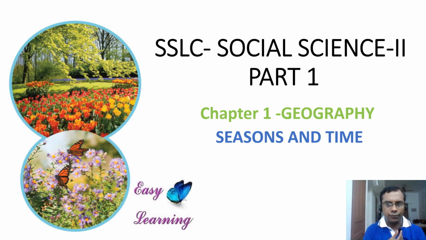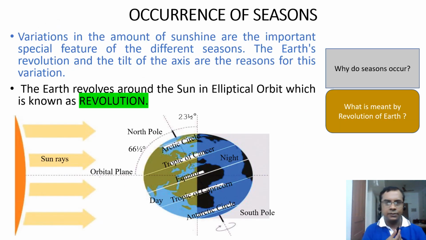Now we can move on to our chapter, that is Seasons and Time. Occurrence of seasons. This part is very important from SSLC point of view. Variations in the amount of sunshine are the important special feature of the different seasons. Thus, revolution and the tilt of the axis are the reasons for this variation.